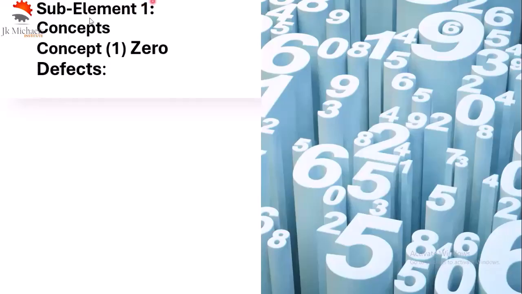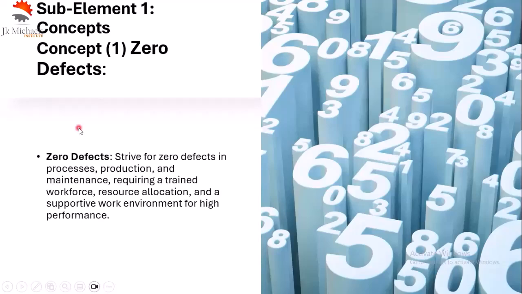The first concept of process improvement is zero defects. One of the first things that comes to our attention when we talk about process improvement is its relationship with quality management, especially the work of Joseph Juran that emphasized zero defects. So, according to this zero defect school of thought as our first concept, we should strive for zero defects in our processes, in our production, and in our maintenance, right?